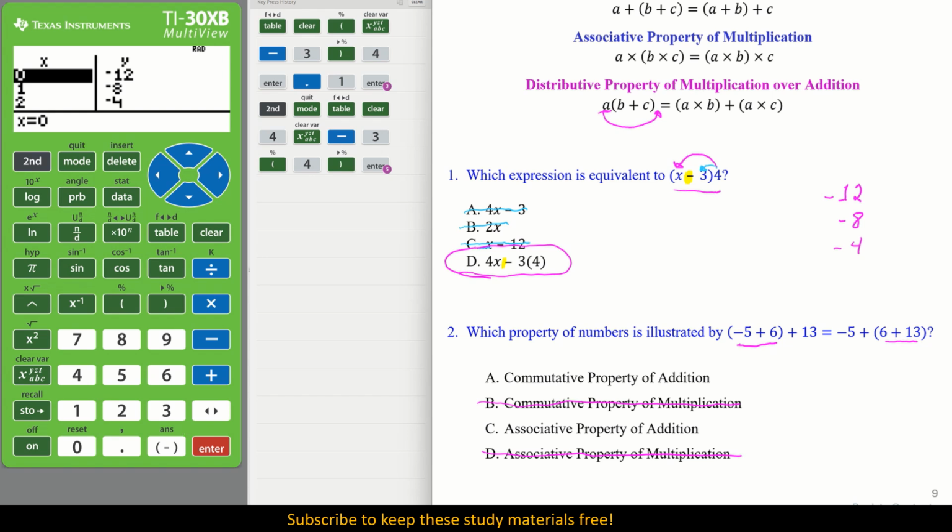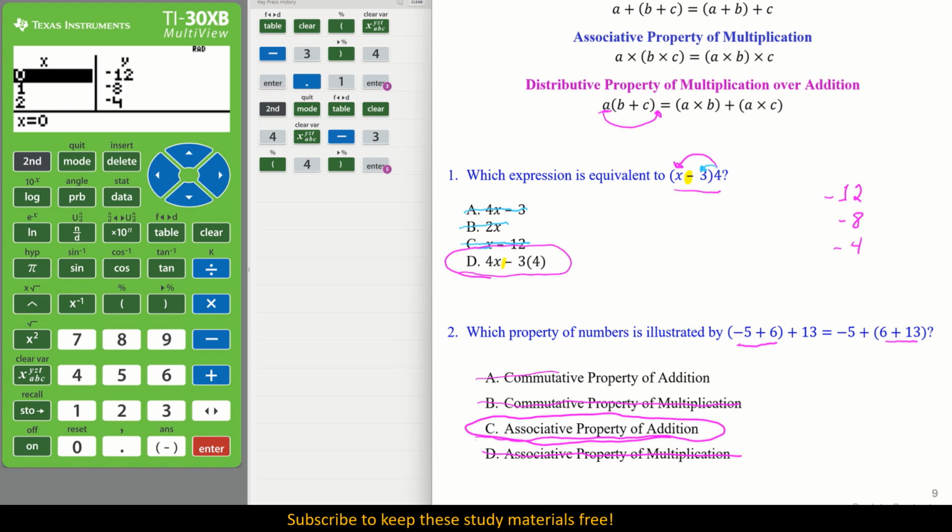Now, you have a choice of the commutative or the associative. Well, it's addition, yes. But did they switch around the position of the integers? No, they did not. They simply said, do this one first or do this one first. Well, that's the associative. The associative property is just saying I'm going to change the order that I calculate, not the order of the numbers themselves. So that means A is out. C is the correct property.